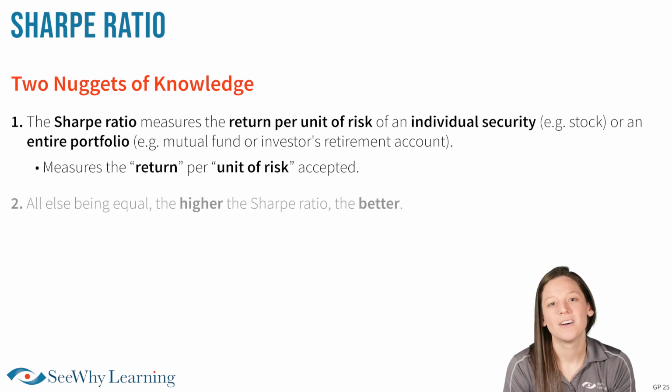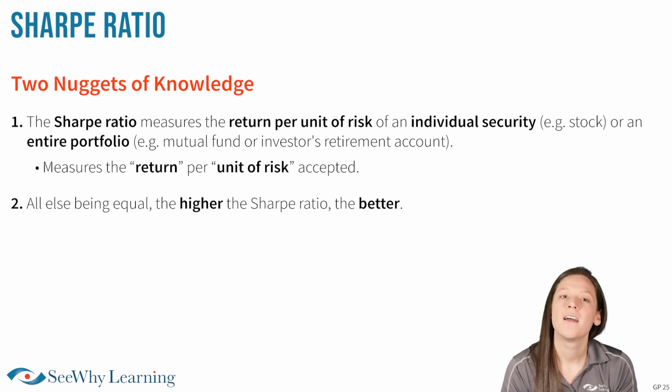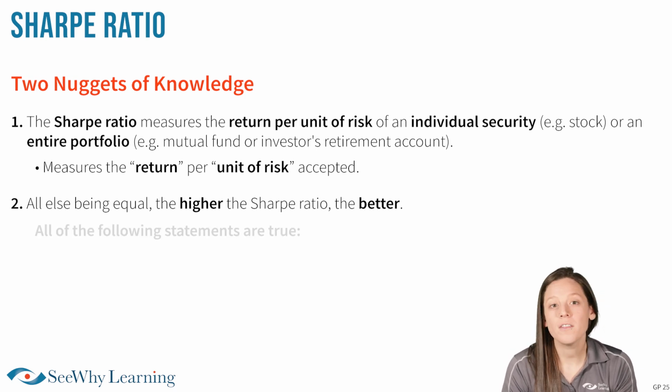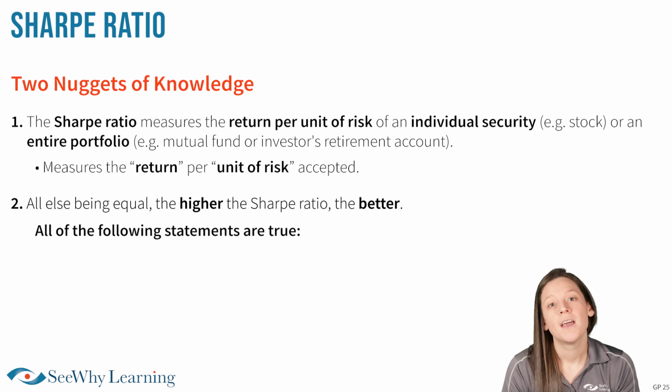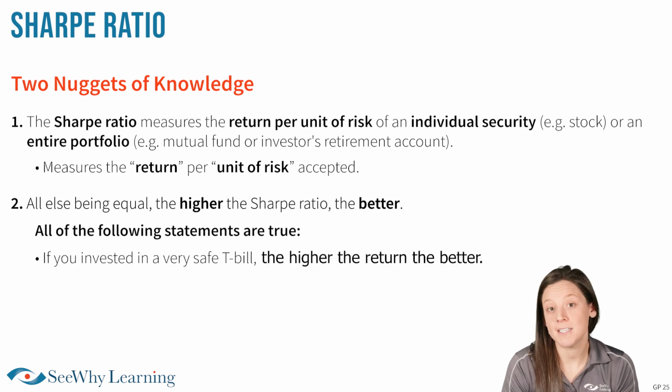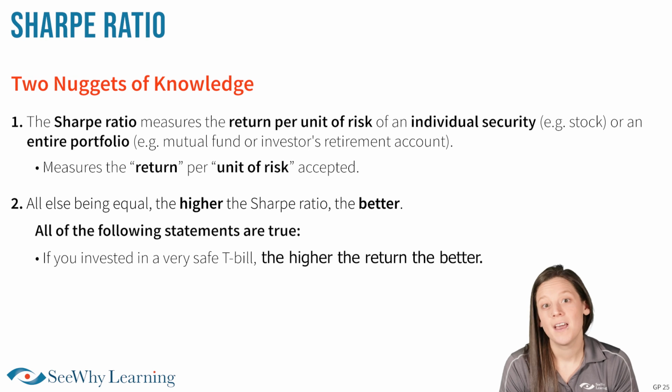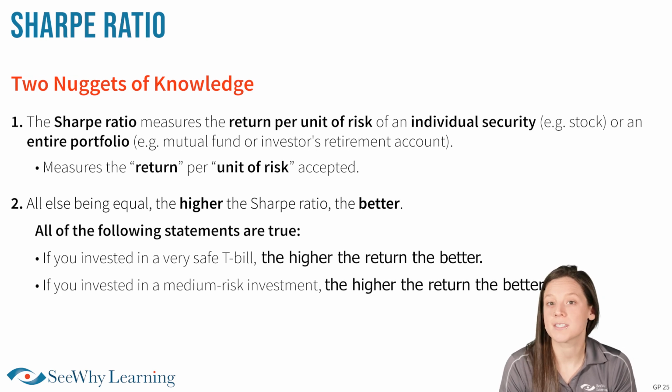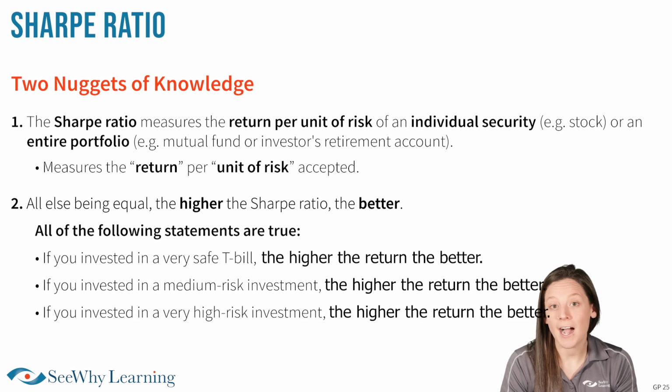Nugget number two, all else being equal, the higher the Sharpe ratio, the better. Think about it this way. All of the following statements are true. If you invested in a very safe T-bill, you would still say the higher the return, the better. And if you invested in a medium risk investment, you would still say the higher the return, the better. And if you invested in a very high risk investment, you would again say the higher the return, the better.